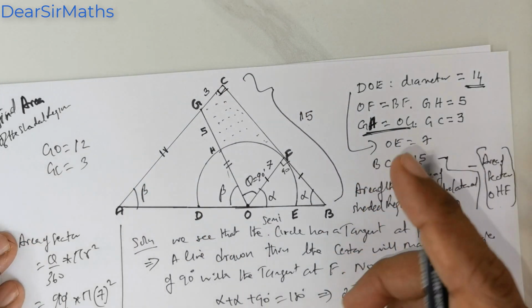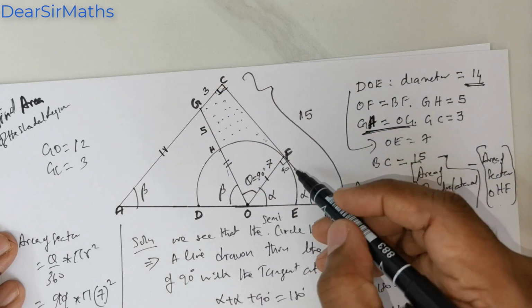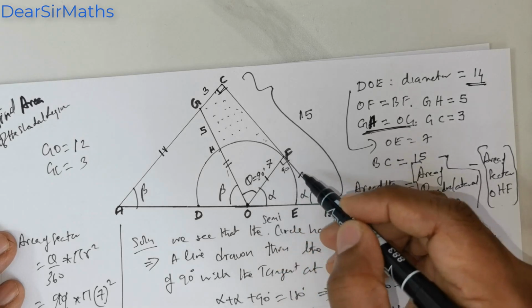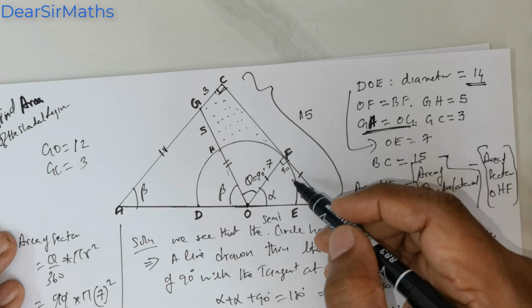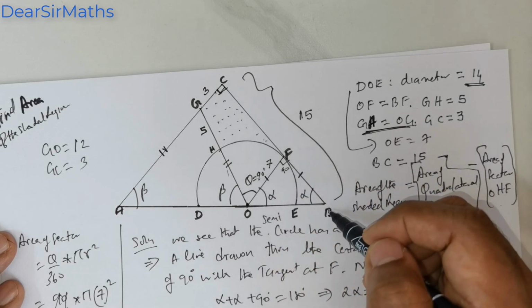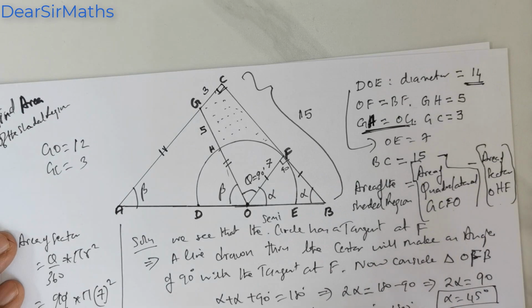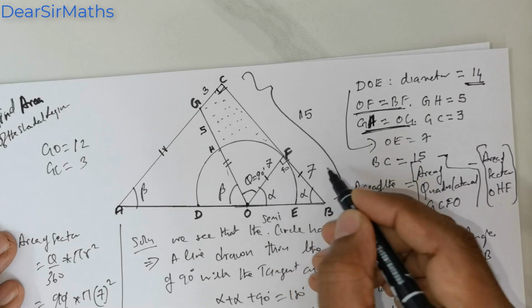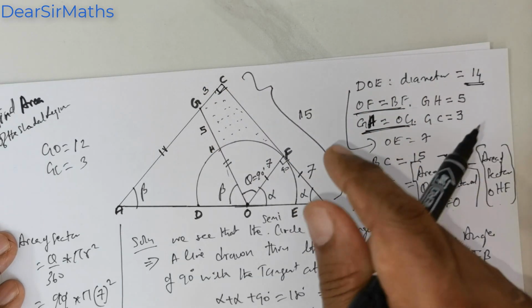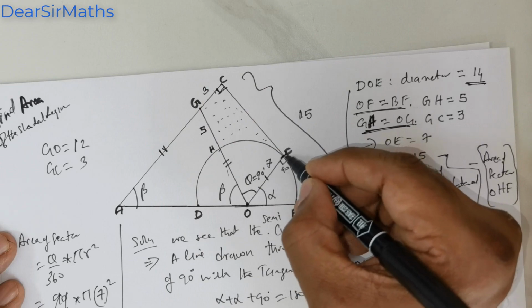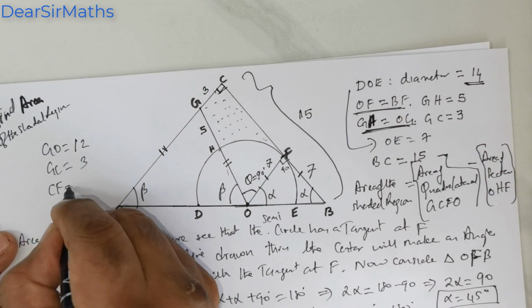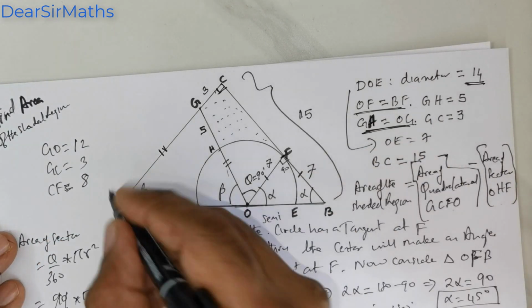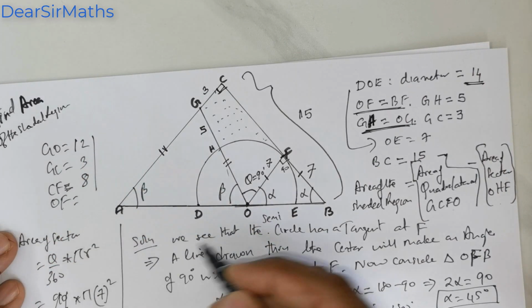GC is 3 units. Now this entire side is 15 units, but the radius OF is hitting the tangent at this particular point, and we are given that OF and FB are one and the same, right? So that means this is 7 units. This entire length is 15 units, but I need only this length, CF. So CF is going to be 15 minus 7. That's going to be 8 units. And this side, OF, is equal to 7 units.